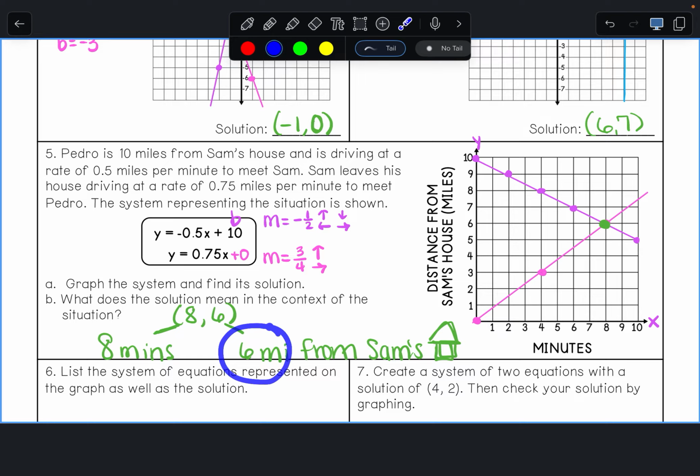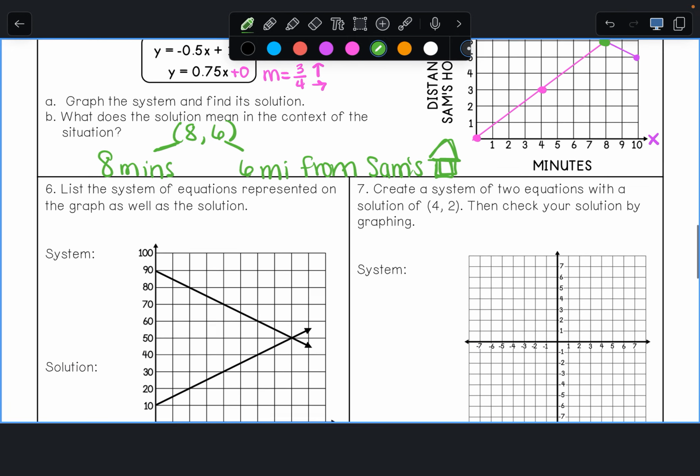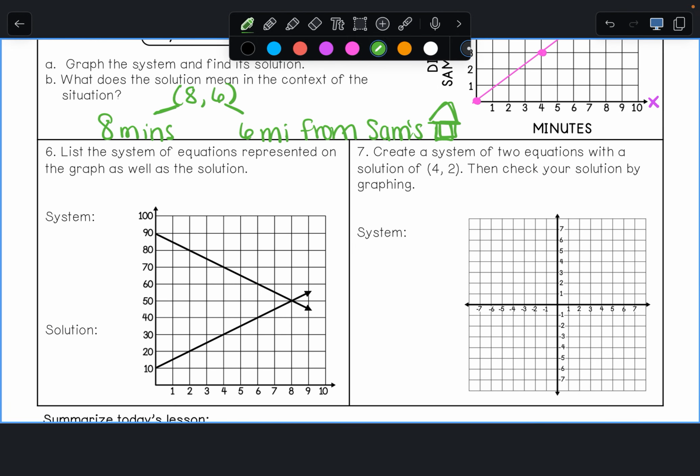Moving on to the second equation. We need the slope and the y-intercept. What's the y-intercept? 10. Give me a second point. 2, 20. 4, 30. Okay. What's the rise? 20. What's the run? 4. And 20 divided by 4 is 5. So the second equation is y equals 5x plus 10.